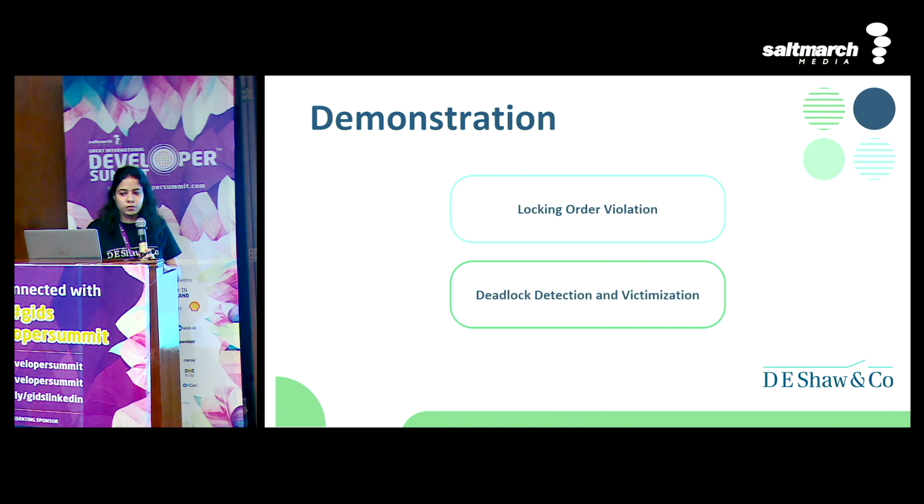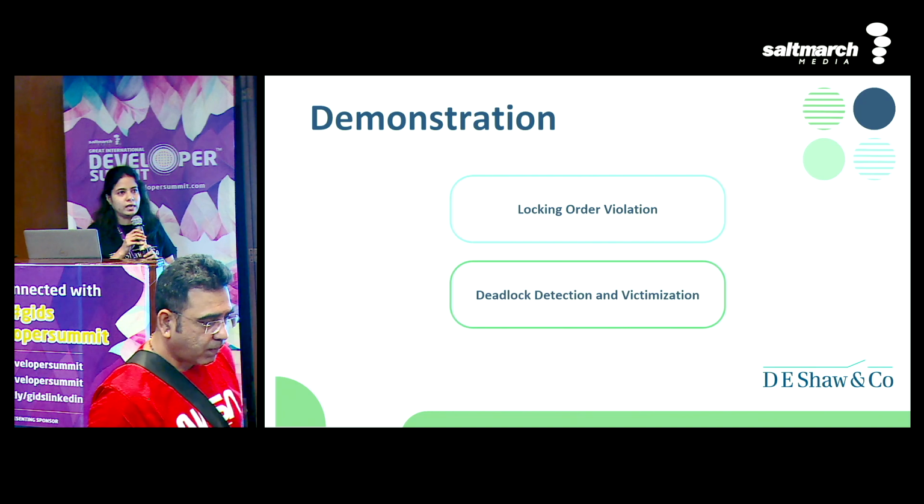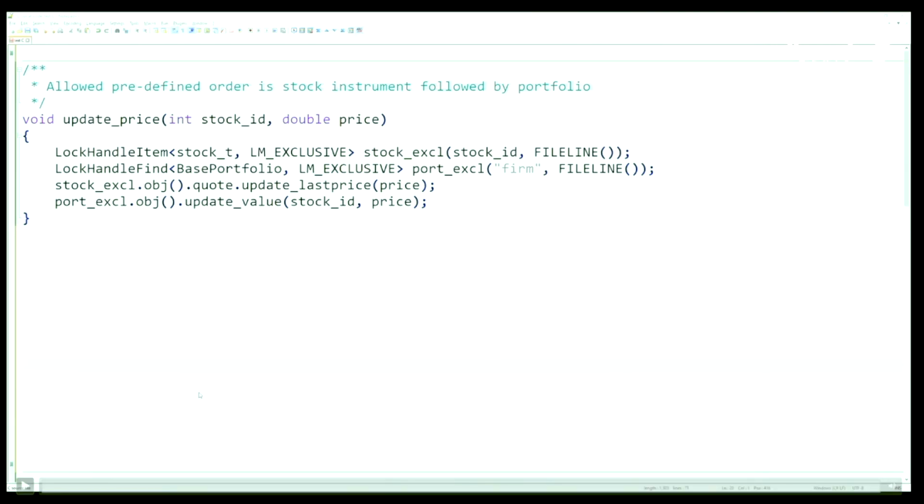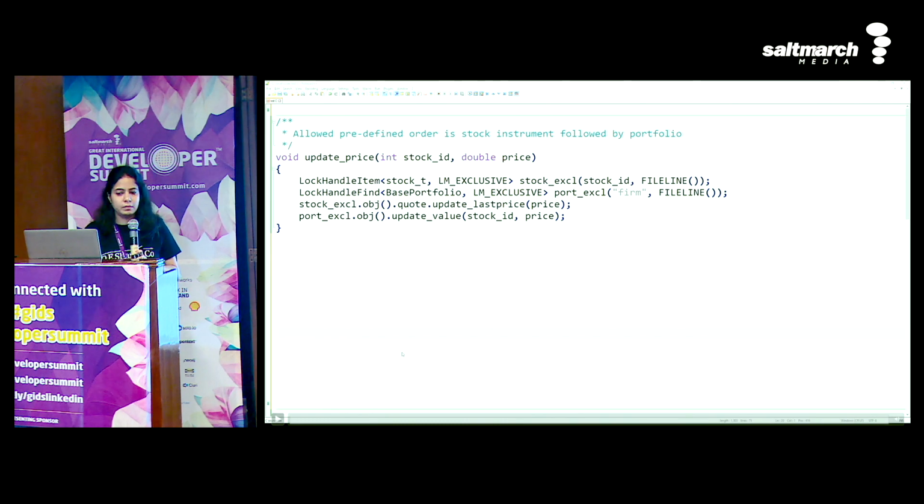In this demo, we're going to have 4 cases. The first one is going to focus on a happy path, followed by locking order violations. Next, we'll show a deadlock scenario and how we handle victimization. Let's go into our first case. As we discussed earlier, this case is that of a happy path, which means we expect everything to go smoothly and no error to be reported.